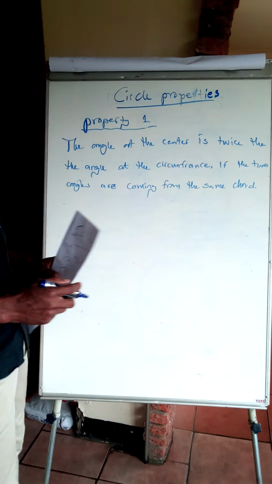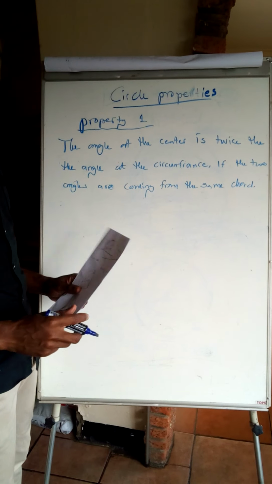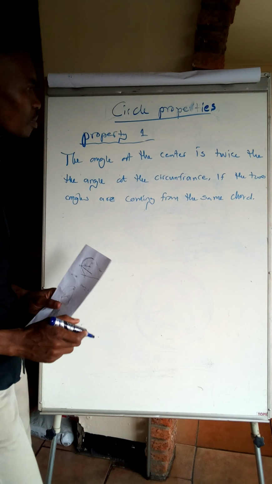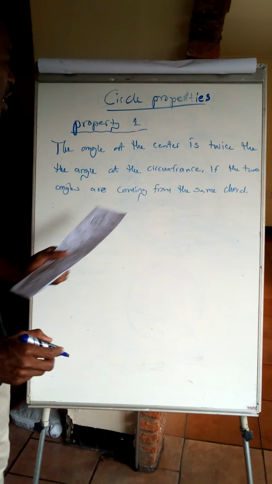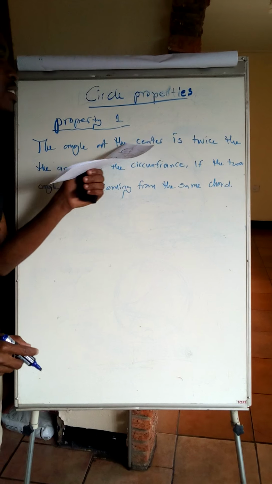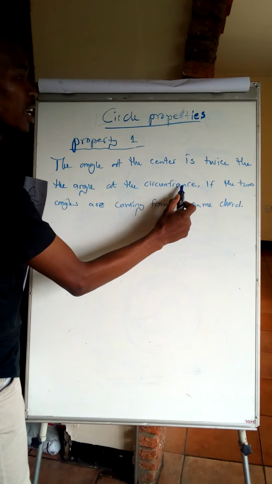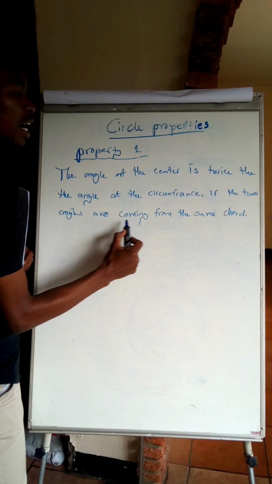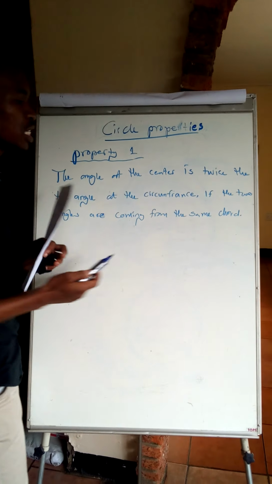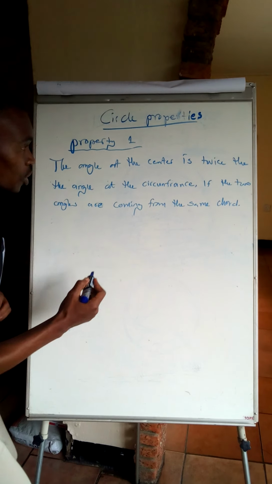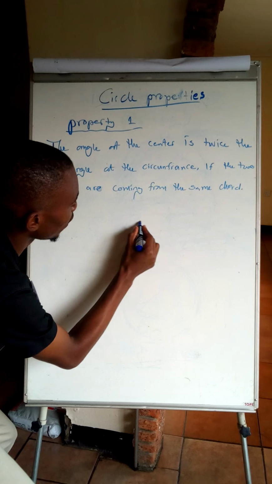Let's now talk about the properties of a circle. Property number 1 says the angle at the center is twice the angle at the circumference if the two angles are coming from the same chord. Let's try to demonstrate the first property.